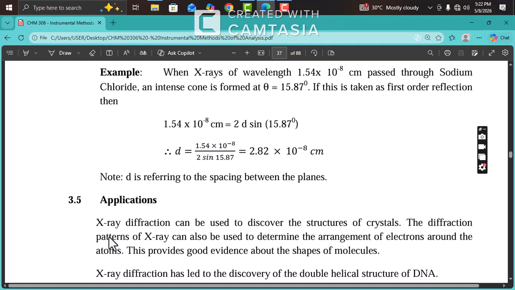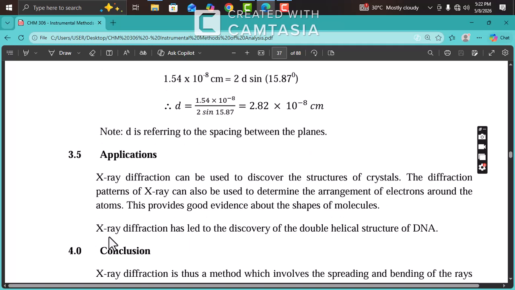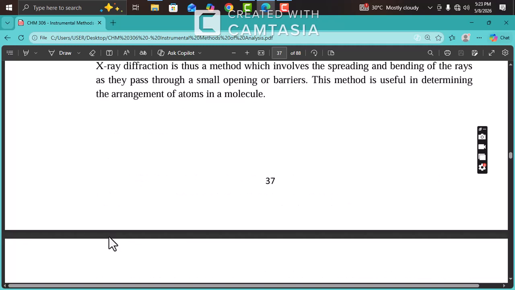Now to applications. I've talked about the applications already, and there are many that are not even mentioned here. But another important one is that XRD led to the discovery of the double helical structure of DNA. You know how important that is. When you're talking about life, you're talking about genes and chromosomes, so this is a very big deal. So we move to our next technique.